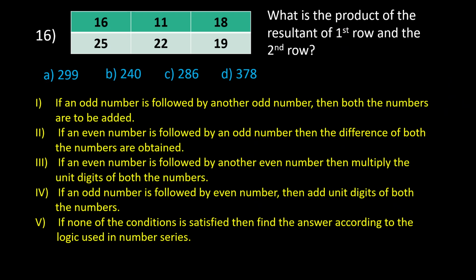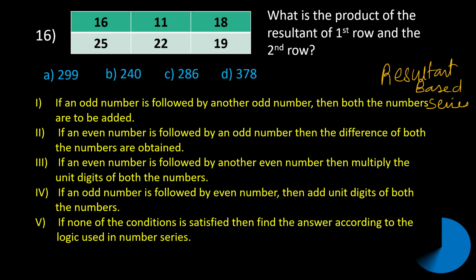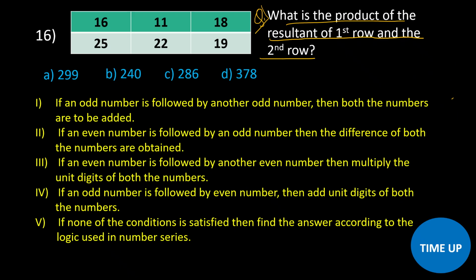16th question is on your screen and your timer starts now. Please read the question very carefully. This is a resultant based series. Here is the question given to you: what is the product of the resultant of the first row and the second row? Time up. So how do we solve this?